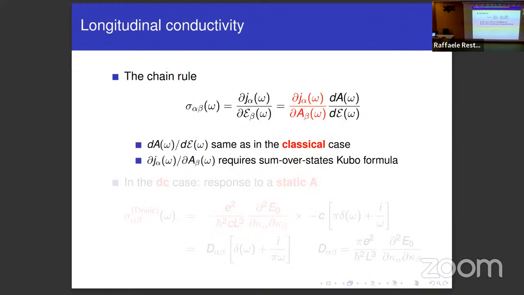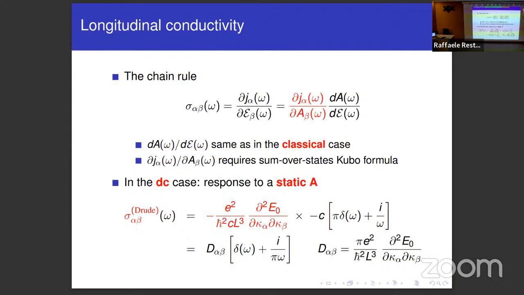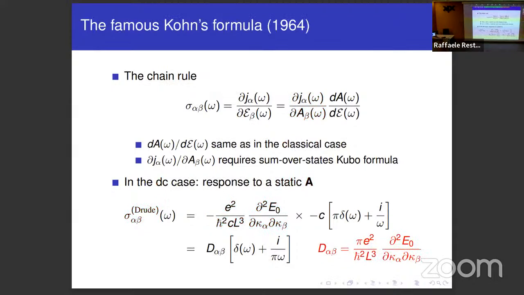Use again the chain rule. The derivative of the vector potential with respect to the field is what we have done already in the classical case. You remain with this one. Of course, if you want that at finite frequency, you need some other state Kubo formula. But if you only want the DC case, it is enough to take the derivative with respect to static A, no perturbation theory. That is, I derive with respect to A, and this is exactly what Kohn theory predicts. And so we have the Drude term in the conductivity. So finally, we arrive at the famous result, almost 60 years old, that the Drude weight, also called the charge stiffness, is the second derivative of the energy with respect to the flux.